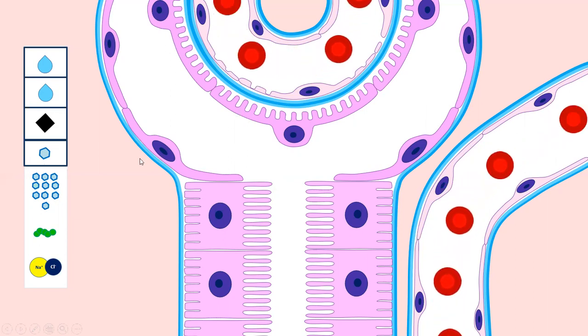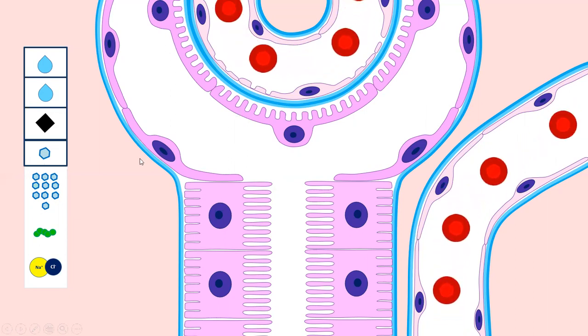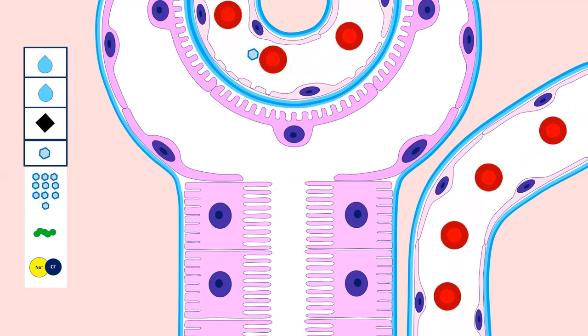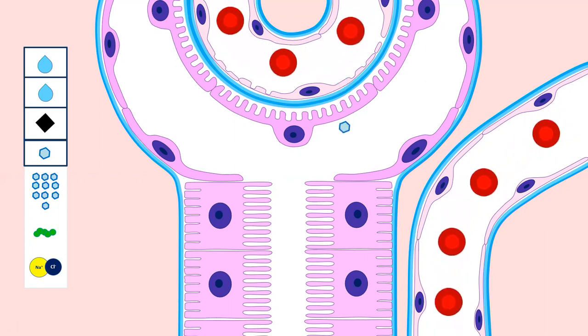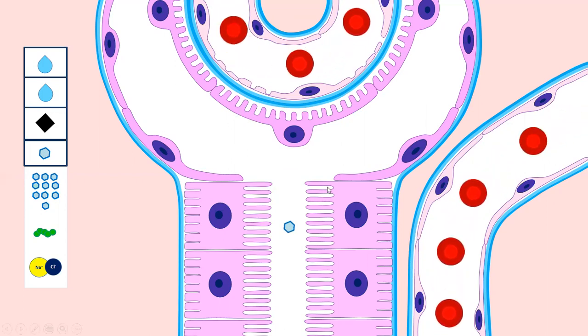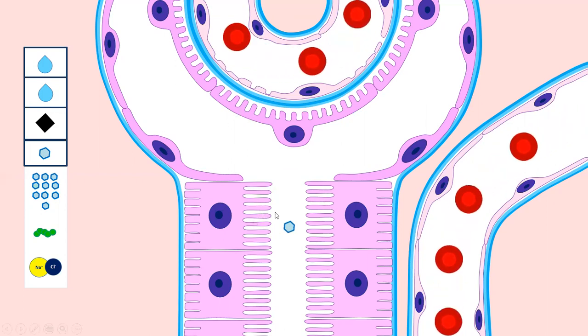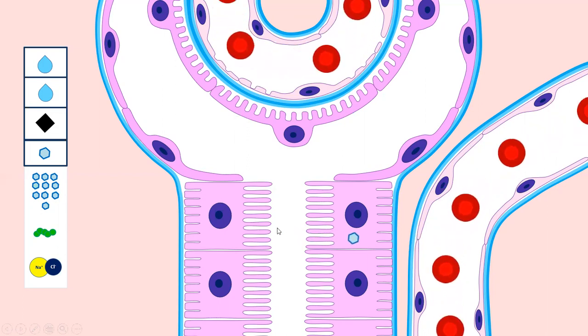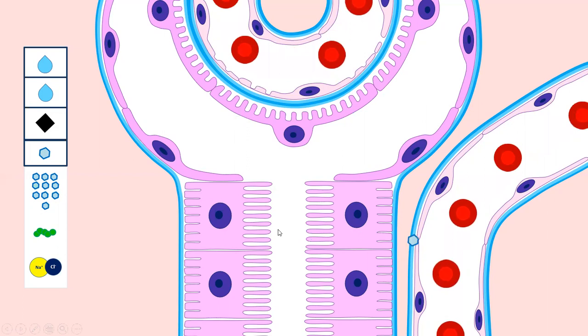Sugar, glucose. Here we can see a molecule of glucose. It also is filtrated. It goes to the primary urine, and here it goes back to the blood because cells of the proximal convoluted tubule uptake this glucose, that is, reabsorption of glucose, and it goes to the blood.